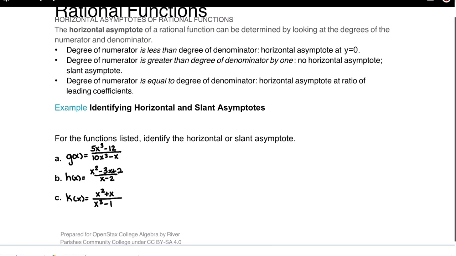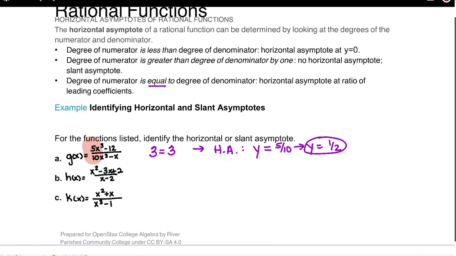So let's look at these three. If we're comparing the degrees for g of x, 5x to the third minus 12 over 10x to the third minus x, the degree of the numerator is 3. The degree of the denominator is 3. They are equal. If they're equal, then the horizontal asymptote is at y equals the ratio of their leading coefficients. So their leading coefficients are 5 and 10. So y equals 5 over 10, which is the same as y equals 1/2. So there is a horizontal asymptote at y equals 1/2.